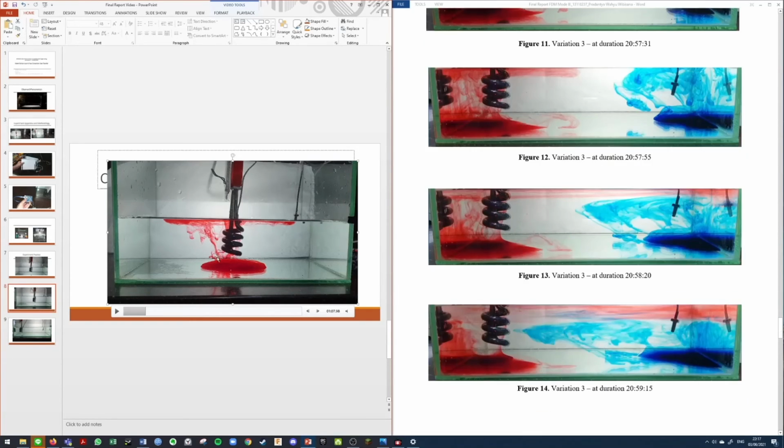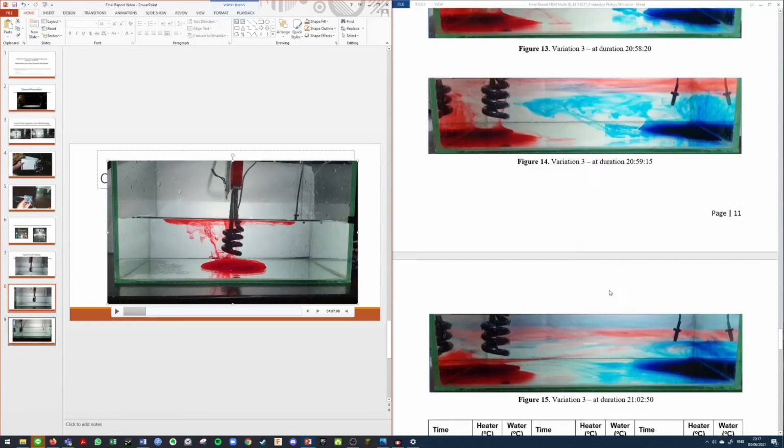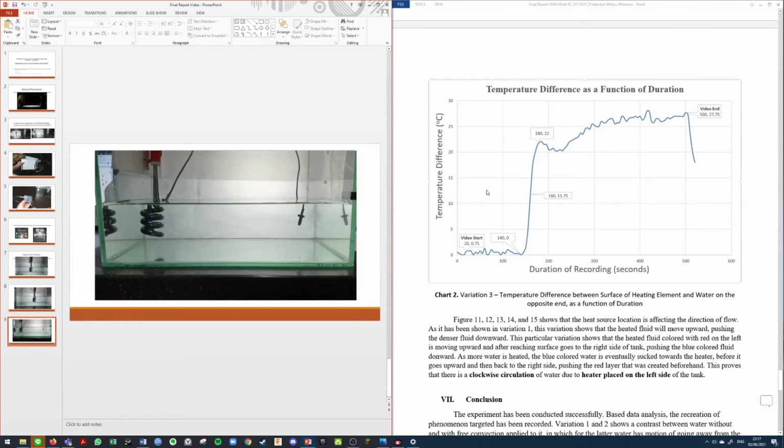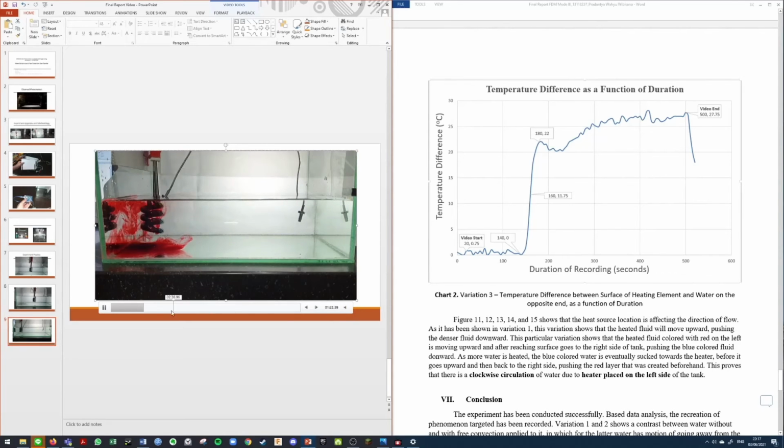Okay, we move to the second one. We can see also the same spike at approximately 2 minutes after the video. On the video, approximately 2 minutes. This spike after 2 minutes past 13 happened also, same as before, variation 2.